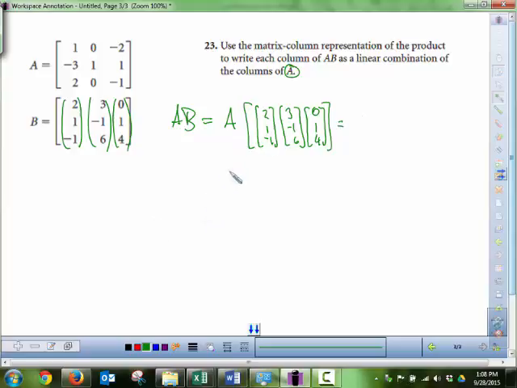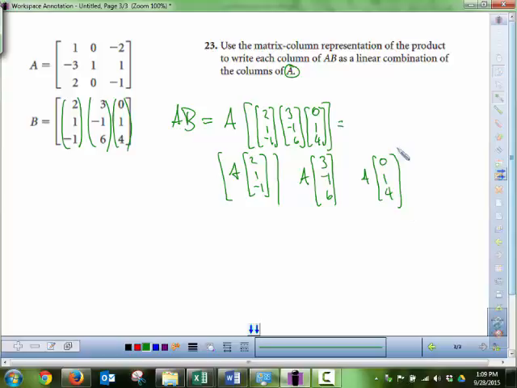So what we want to do is multiply A times 2, 1, negative 1. So A is a 3 by 3 matrix. B is a 3 by 1 matrix, right? So when we multiply that out, we should get a 3 by 1 matrix. So this is the first column. And then the second column is going to be A times 3, minus 1, 6. And then the third column is going to be A times 0, 1, 4. So those are the three columns of your product matrix.